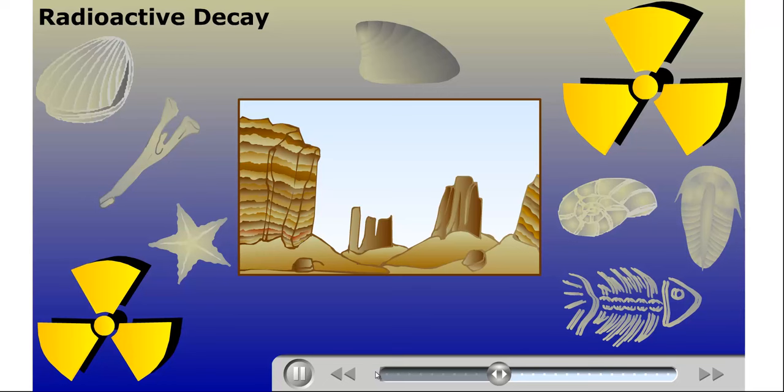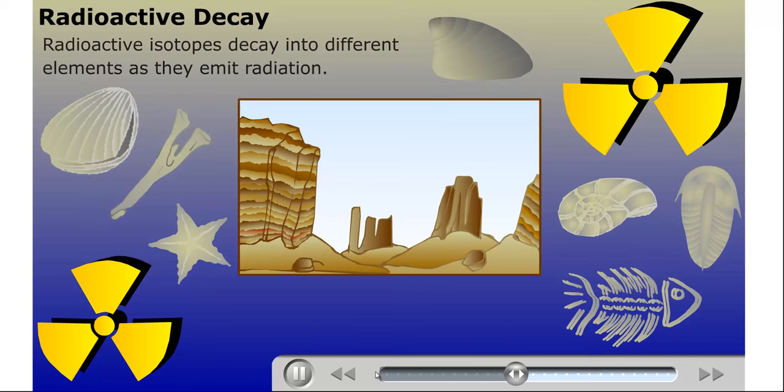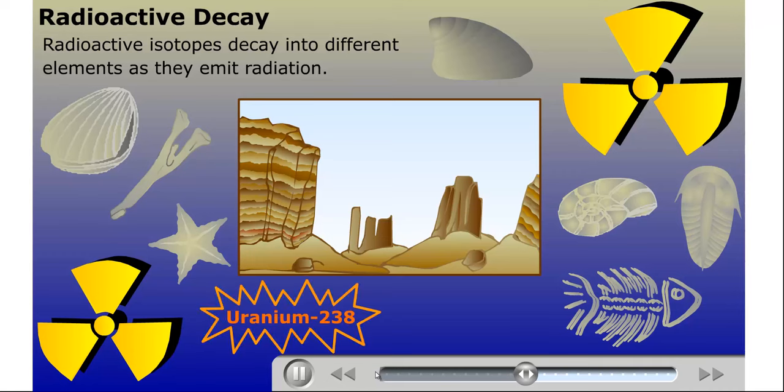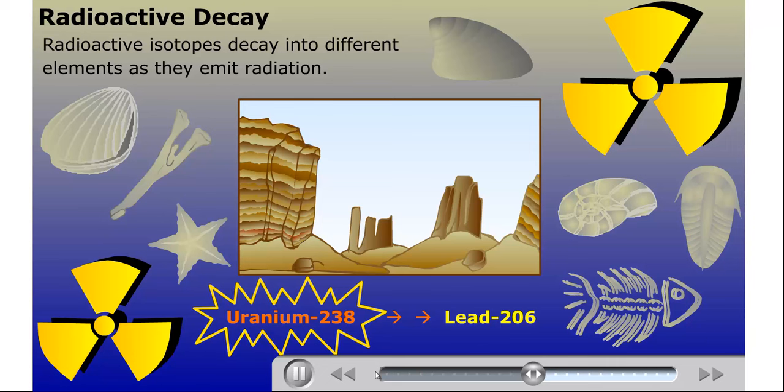Calculating the absolute ages of fossils wasn't possible until radioactivity was understood. The gradual breakdown of a radioactive substance in rocks is the clock that scientists use to measure geological time. In the process of emitting radiation, radioactive isotopes decay into different isotopes, eventually producing elements that aren't radioactive. For example, the radioactive isotope uranium-238 decays into the stable isotope lead-206.